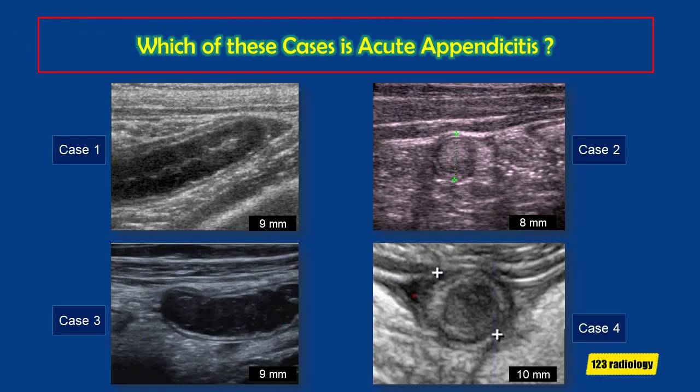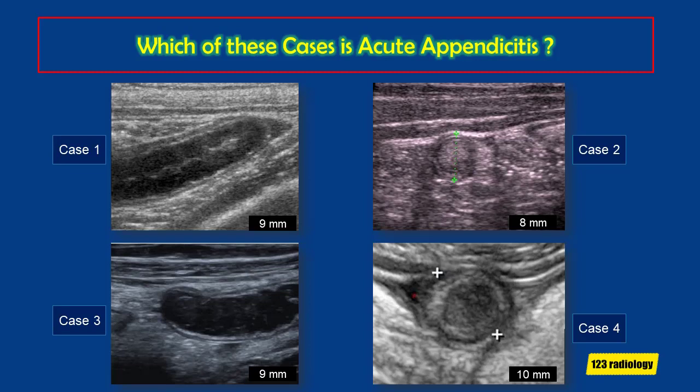These are 4 cases of suspected acute appendicitis. On the image on the upper right side of the screen, here is the appendix measuring about 9 mm in diameter. It has a very thick hypoechoic wall. On the image on the upper left side of the screen, the appendix is distended, measuring about 8 mm in diameter. It has normal wall thickness and shows echogenic material within its lumen.